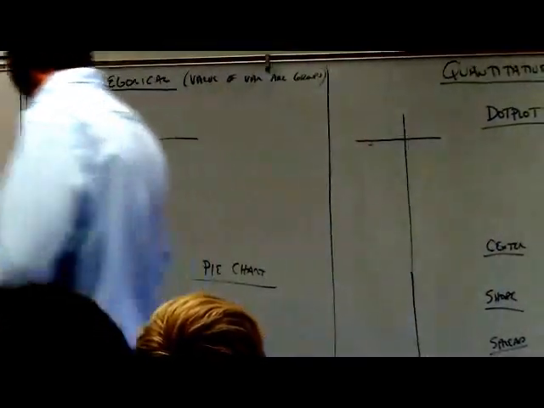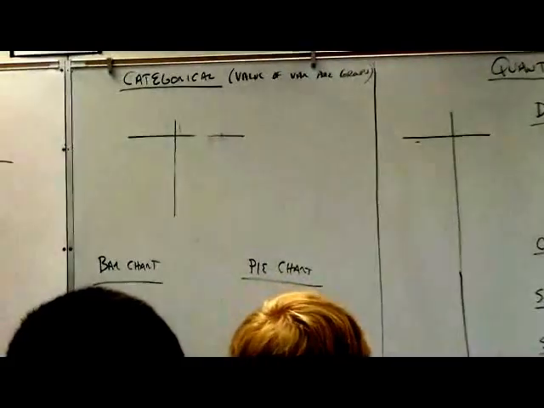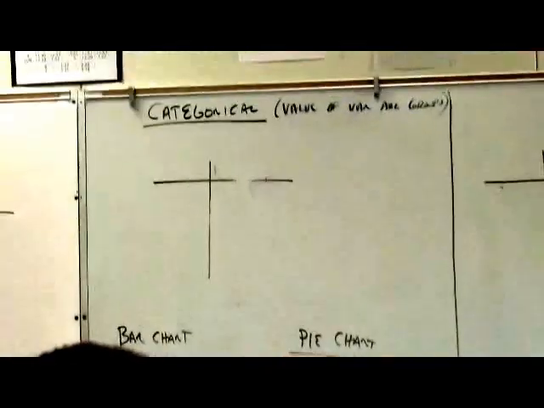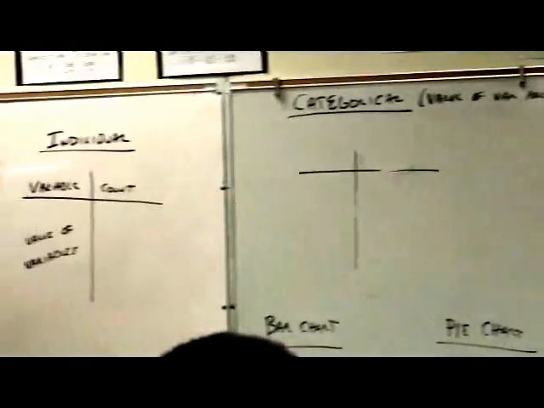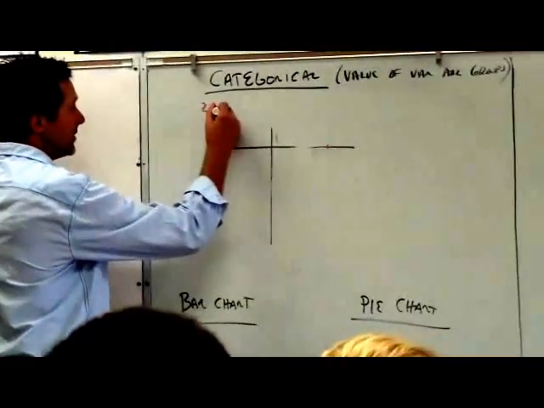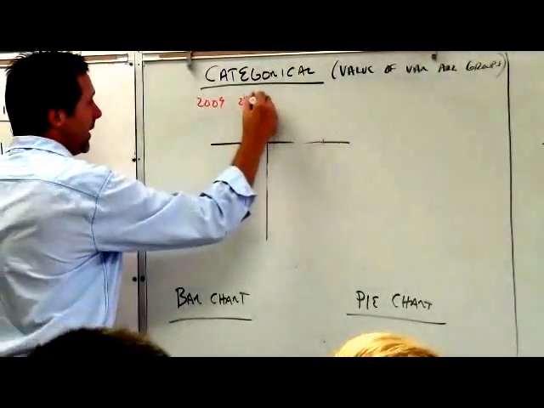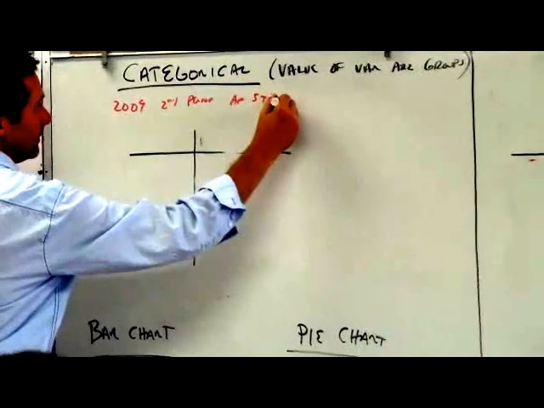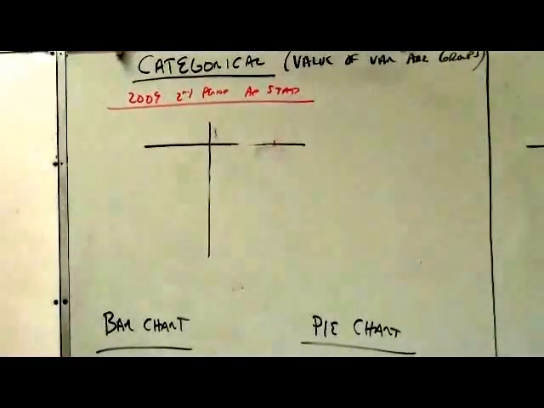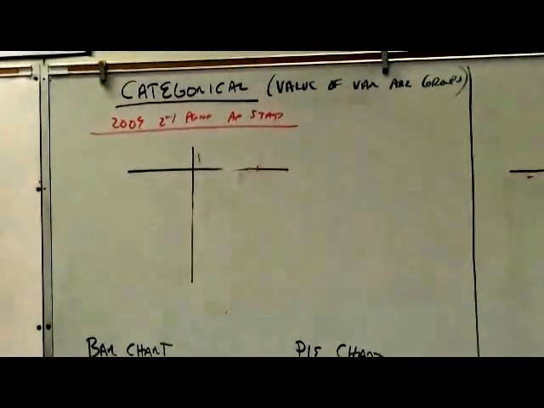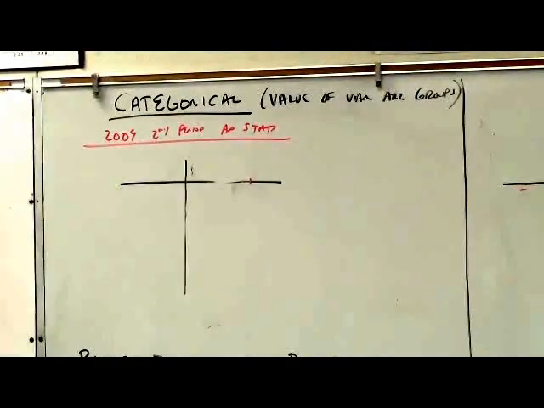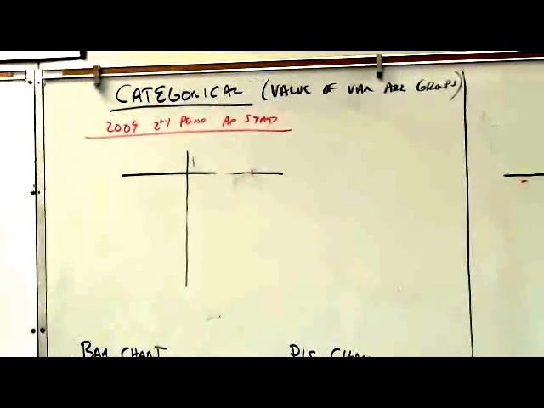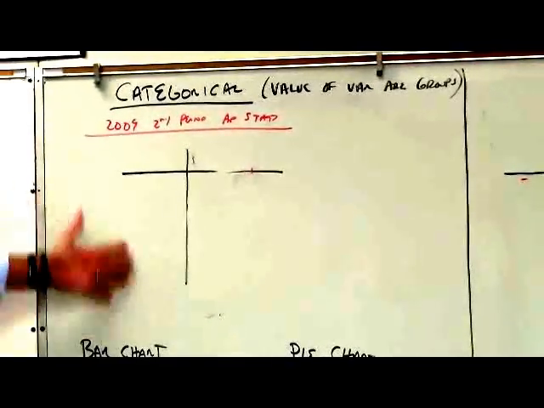Okay. All right, let's take a look at a category. Let's go ahead and build a categorical distribution chart. The first thing that we need to do for this problem is write down the individual. This problem, the individual is what? 2009, second period, AP Stats. What is the word after "of", right in the parentheses, of categorical? The value of the variables are groups. You'll see that when we get there.